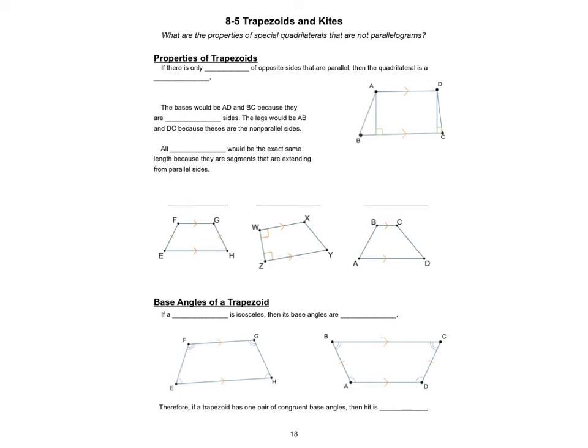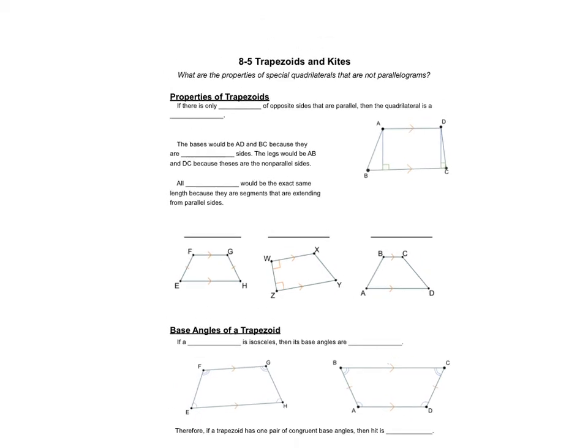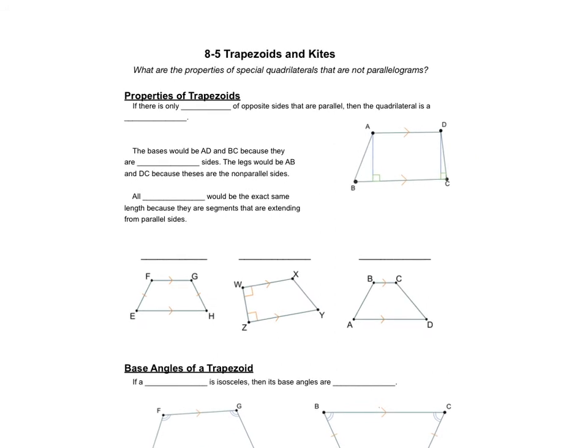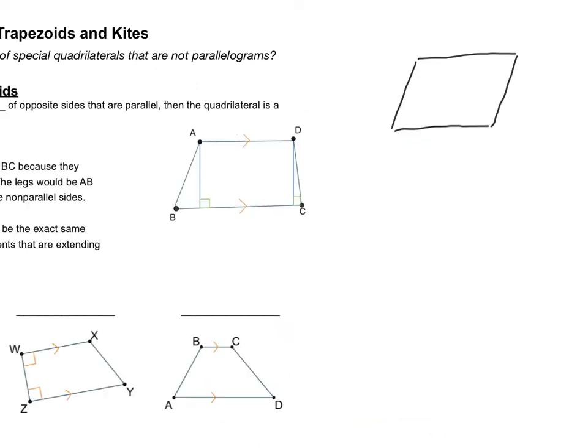As we continue to talk about parallelograms, we are going to talk about trapezoids and kites. And the question is, what are the properties of special quadrilaterals that are not parallelograms? We have discussed parallelograms to this point, where we know that parallelograms have two pairs of parallel sides, and we know that the opposite angles of parallelograms are congruent.